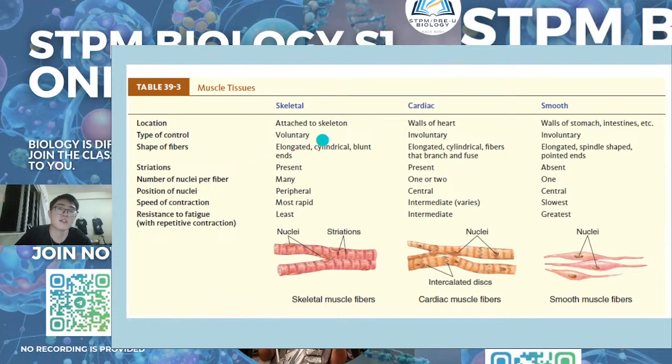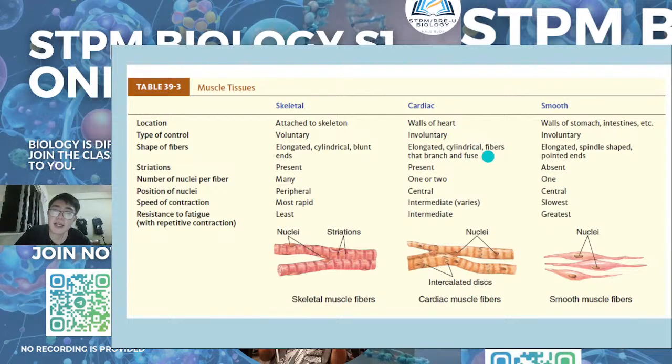For control, only skeletal is voluntary, cardiac and smooth are both involuntary. And for the shape, all three are elongated, but the shape for skeletal and cardiac is cylinder, while the smooth is spindle. And then the main difference between skeletal and cardiac is that skeletal has blunt ends.